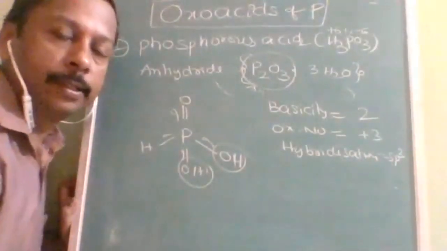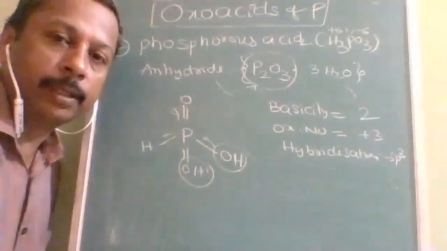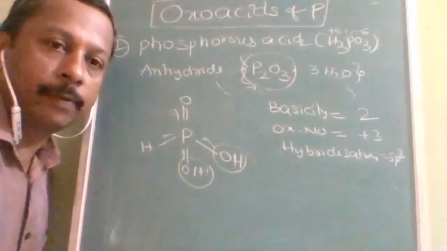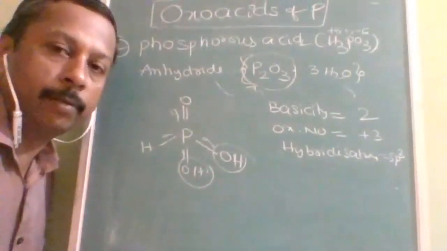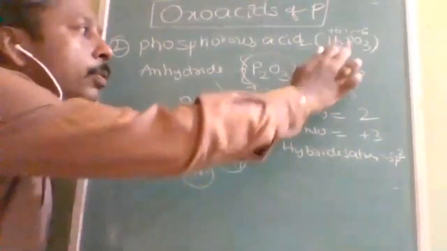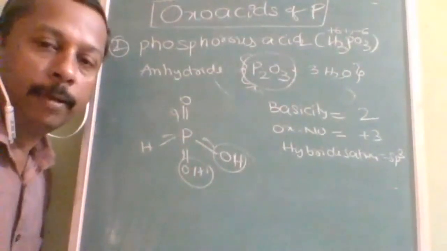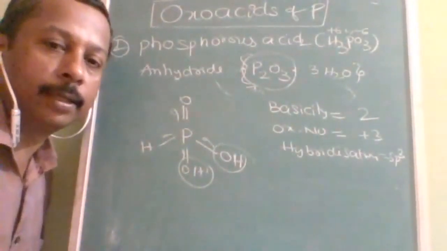Second oxo acid, is it understood? Phosphorus acid. This is more important than the previous one. Its acidic anhydride is phosphorus trioxide, P2O3 or P4O6. So 2 moles can be written like this. Why it is an anhydride, I think now it is understood. Basicity is 2, oxidation number is plus 3, and hybridization is sp3.